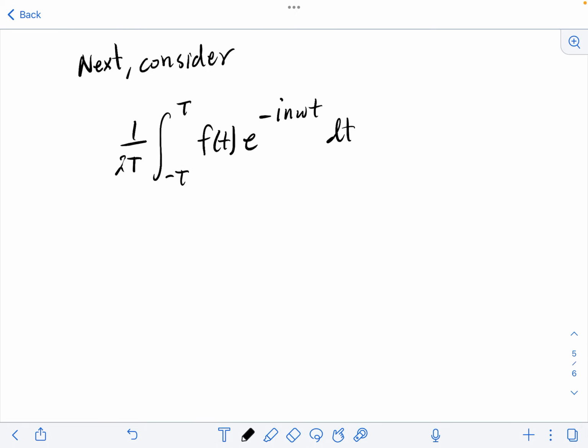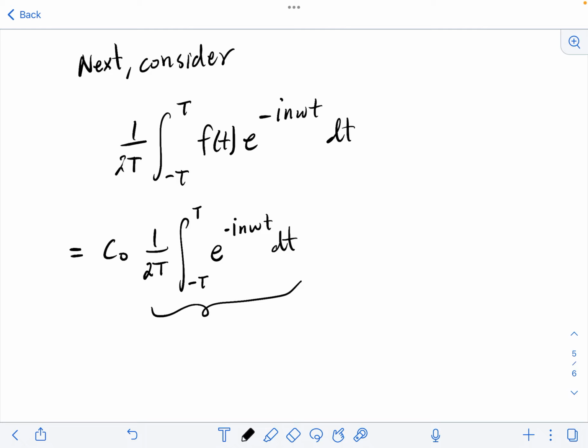So first of all, our series in terms of complex exponentials starts with a c0 term. So it would just be c0, 1 over 2T, integral of minus T to T, e to the minus i n omega t dt. But this is just the k equals minus n case. n is an integer, and so this is going to vanish.